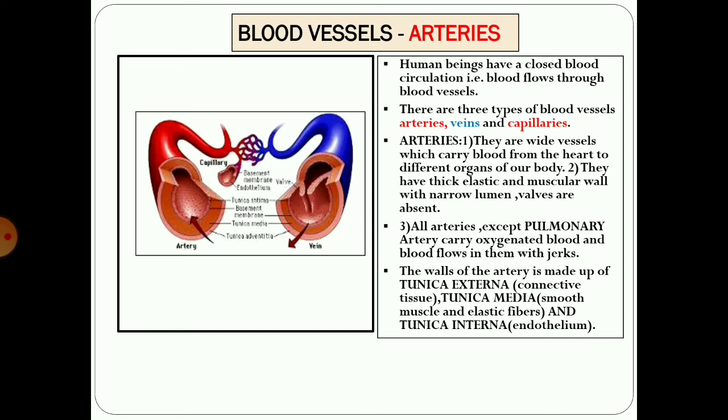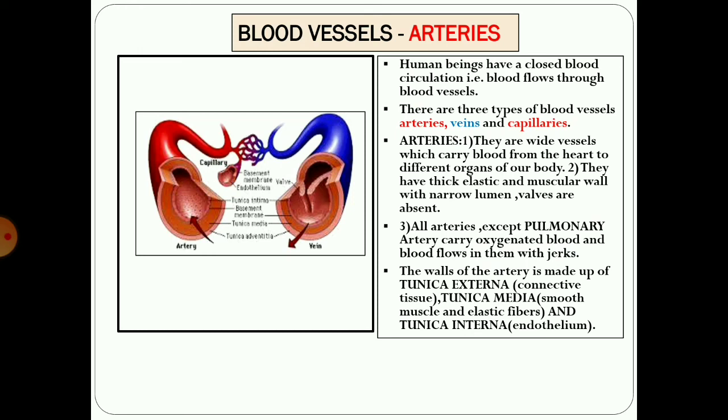Arteries are wide vessels which carry blood from the heart to different organs in our body. This is a very important characteristic feature of arteries. They always carry blood from the heart to any organ. They have a thick, elastic, muscular wall with a narrow lumen. Valves are absent in arteries because blood is flowing with pressure and force. Hence, they do not require any valves in them.